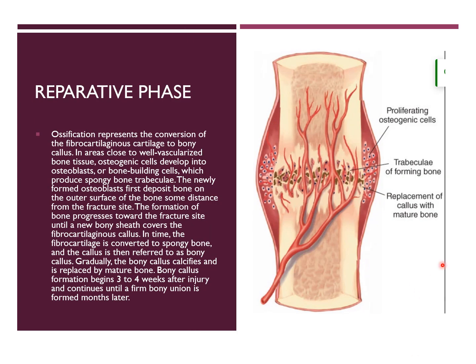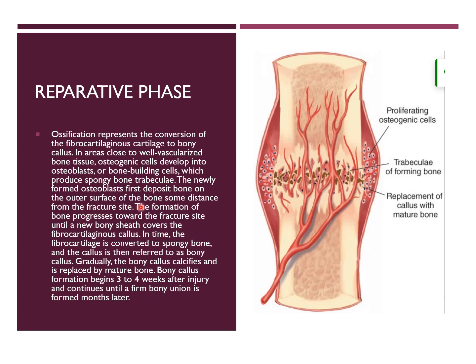In the reparative phase, ossification starts to occur. And ossification is the conversion of that fibrocartilaginous cartilage that we saw in the inflammatory phase to more of a bony callus. In areas close to well-vascularized bone tissue, our osteogenic cells, or bone-building cells, develop into osteoblasts. And they produce this spongy bony trabecula.